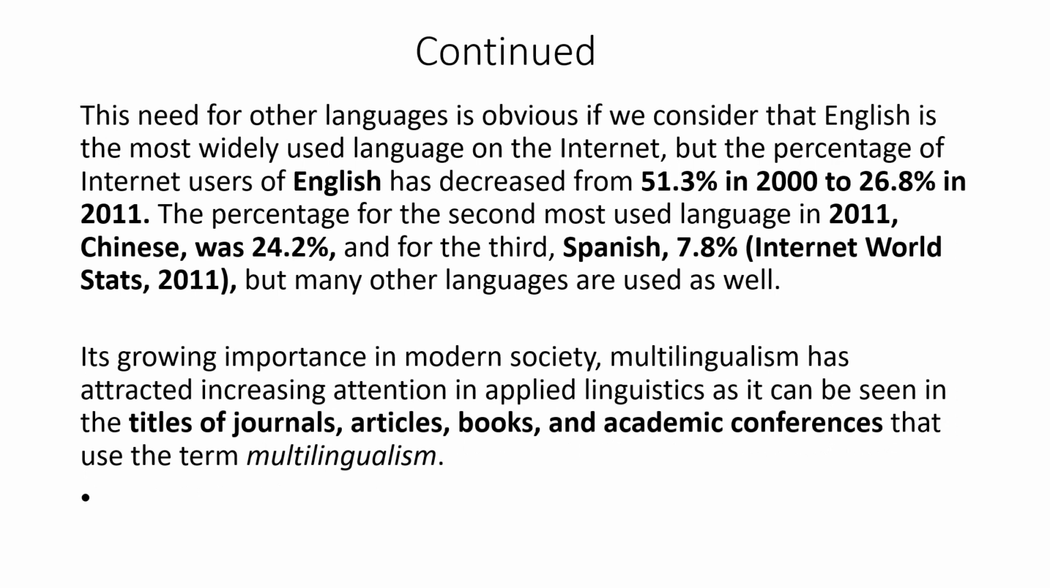This need for other languages is obvious if we consider that English is the most widely used language on the internet, but the percentage of internet users of English has decreased from 51.3% in 2000 to 26.8% in 2011. In 10 years' time, there is a smaller number of users of the English language. The percentage for the second most used language in 2011, Chinese, was 24%, and for the third, Spanish, 7.8%.